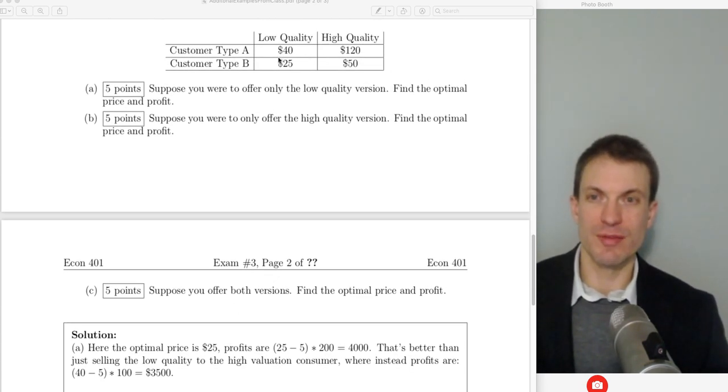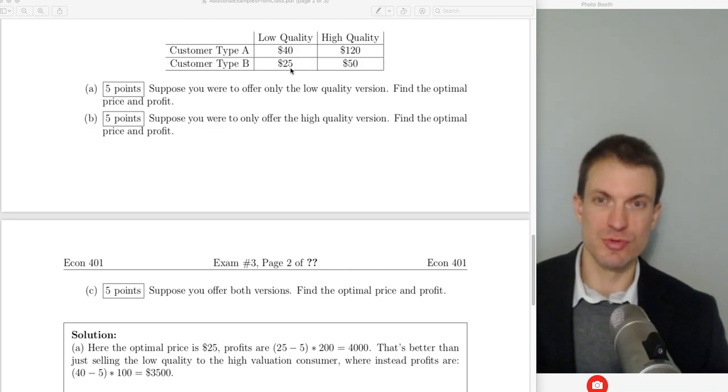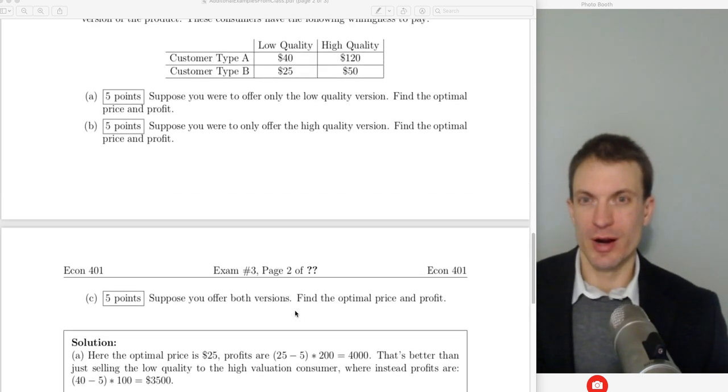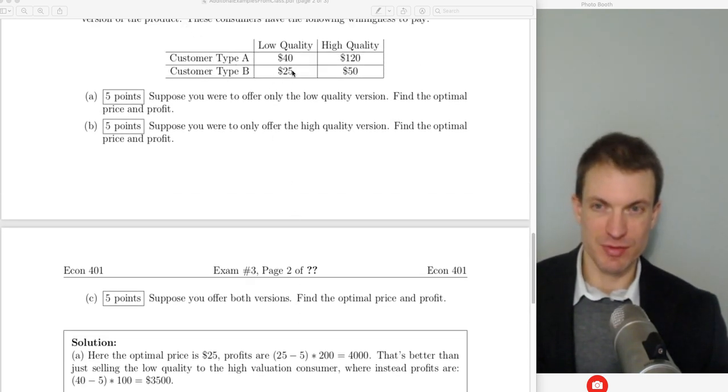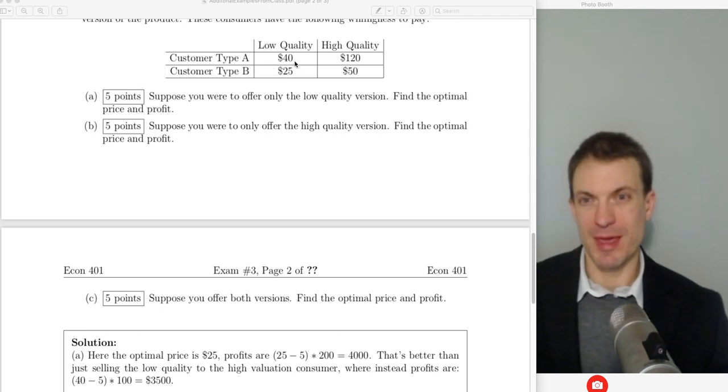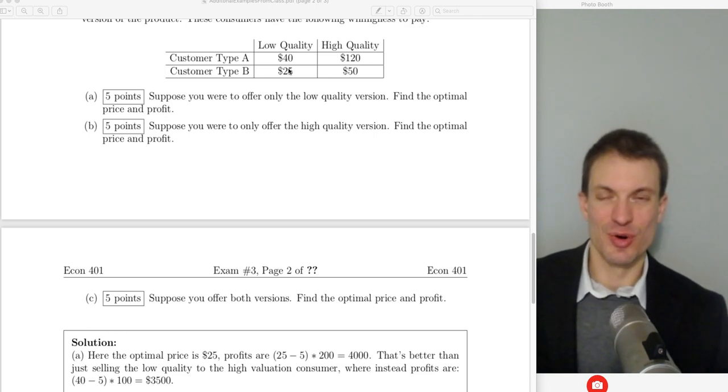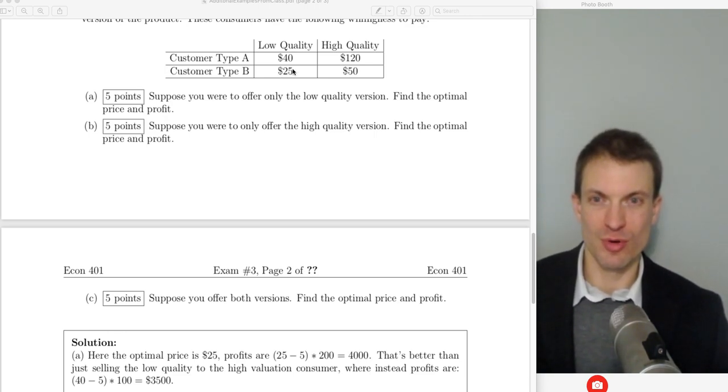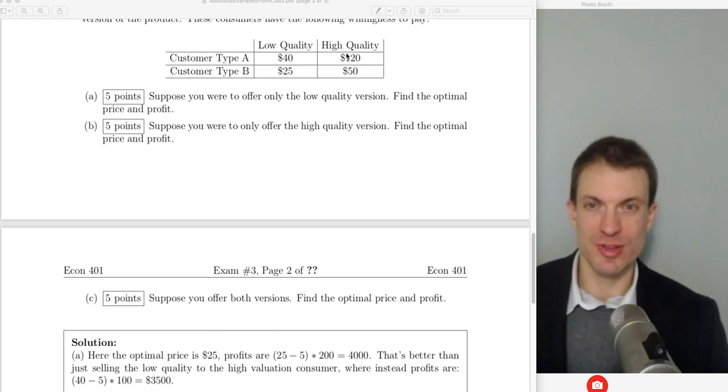We'll set the low quality at 25. Our type B consumers will buy low quality. But our type A consumers see that price of 25 for low quality. They would get consumer surplus of 15 if they were to buy the low quality item, because this is the most they would pay. We're quoting a price for everyone of 25. So our type A consumers will buy low quality if their consumer surplus from low quality is higher than their consumer surplus for high quality, which means the most we can charge for high quality is 120 minus the difference between these two numbers, which is 105.